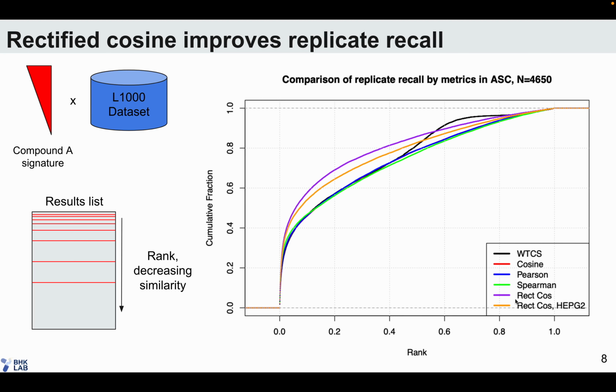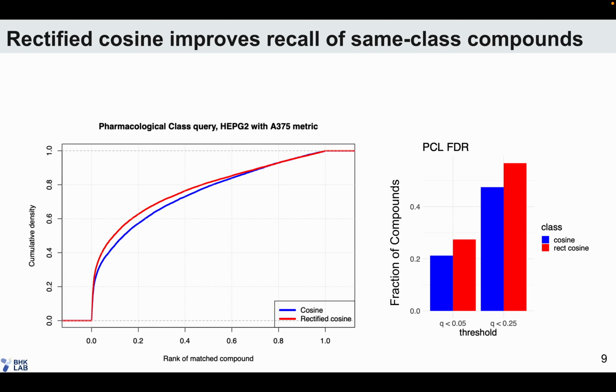What you can see here is that the rectified cosine variations, of which I'm showing 2 here, trained on 2 different cell lines, shown in purple and orange, outperform the other kind of standard similarity functions that you might use off the shelf, including a GSEA-based metric, cosine, Pearson, and Spearman correlation. This is in the ASC cell line. What this shows is that this learned metric can improve how similar replicates are to each other. But that's not necessarily that surprising because that's what the data was trained on.